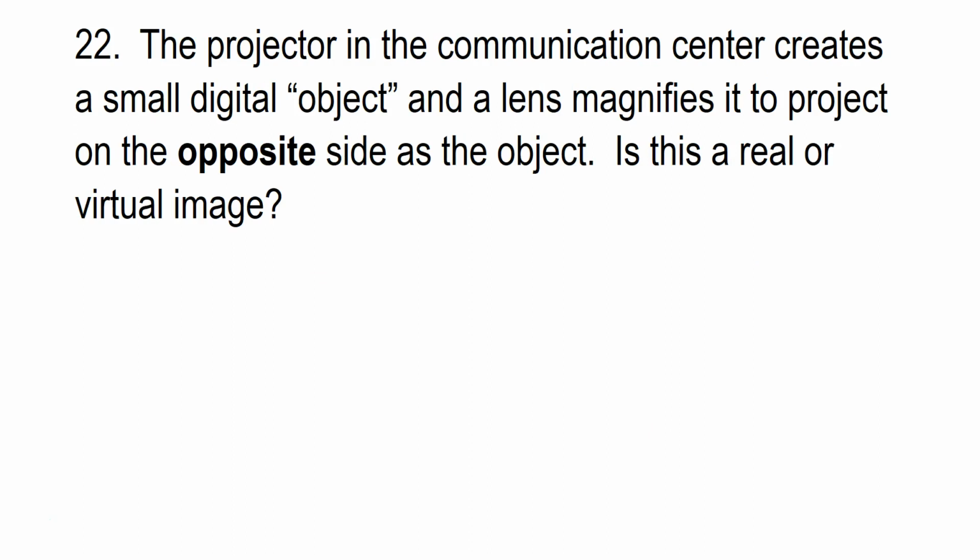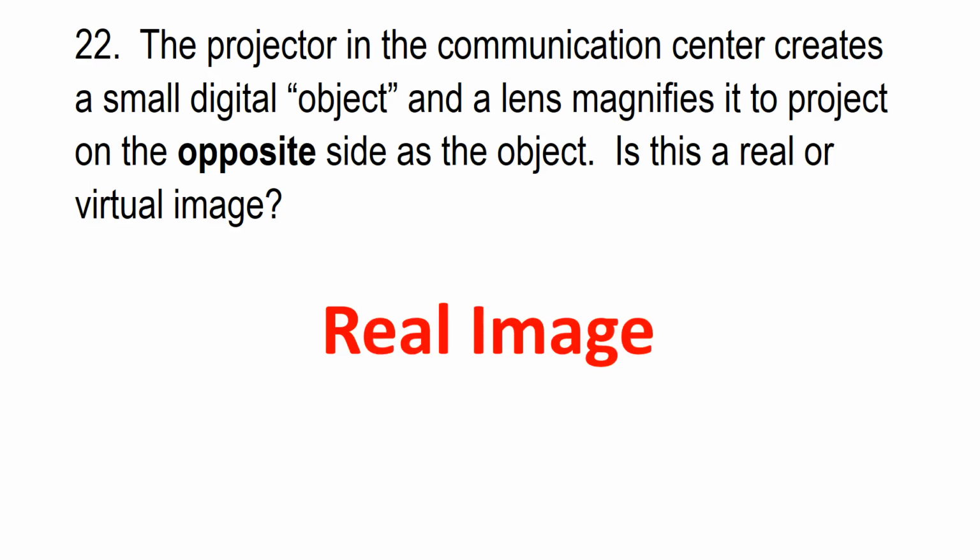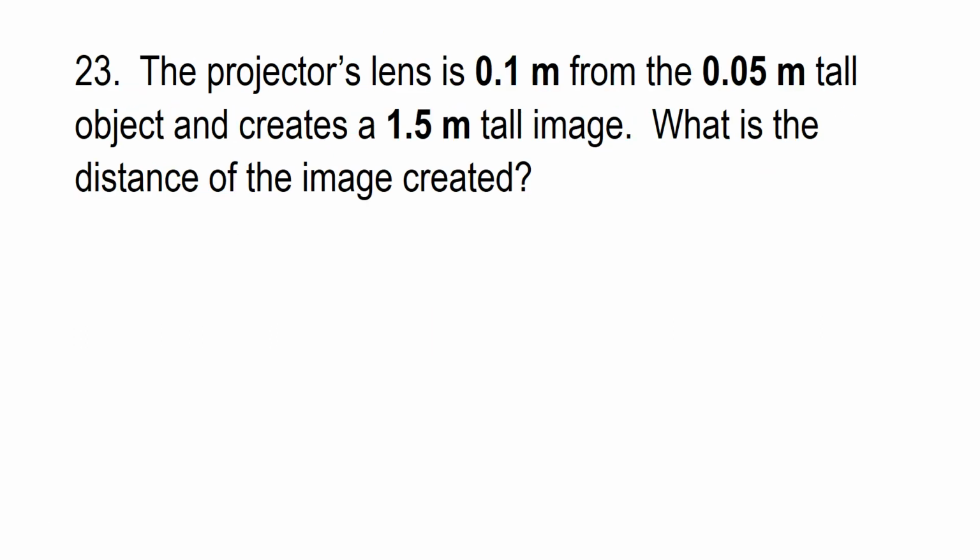A projector in the communication center creates a small digital object, and a lens magnifies it to project on the opposite side of the lens. Is this a real or virtual object or image? This is a real image. This is because it's on the opposite side of the lens as the object that created it. The projector's lens is 0.1 meters from the 0.05 meter tall object. So this is the distance of the object and the height of the object, do and ho. It creates a 1.5 meter tall image. There's the height of our image, hi.